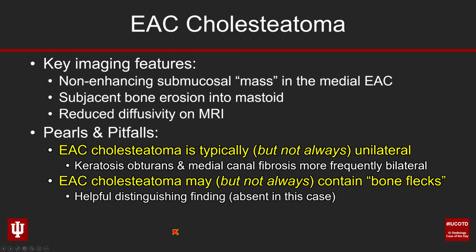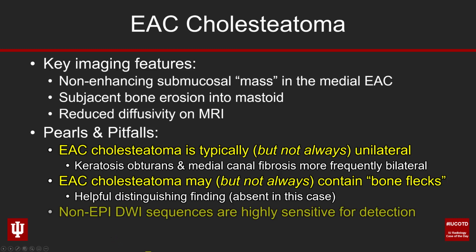So when you see the internal bone flecks, that can be very helpful in sealing the deal that you're dealing with a cholesteatoma, but they're not always present. In this case, they were absent. And that's where MRI can play a useful role as a complementary tool in assessing these, because it gives you more information about it. And the non-echoplanar diffusion sequence is very, very sensitive for detecting cholesteatomas.